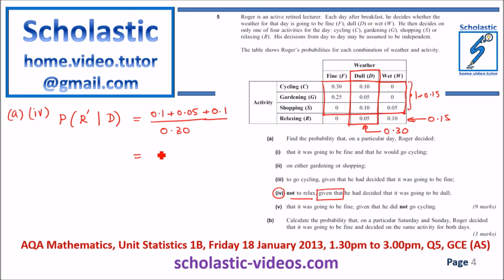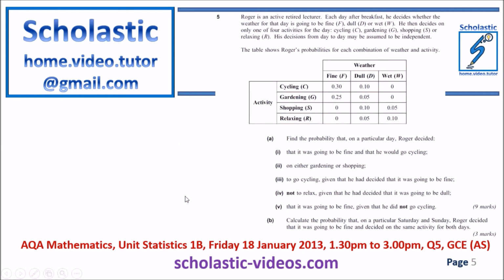So that is 0.25 divided by 0.30, which is equal to 83.3%. That is the probability that he is not relaxing given that it's a dull day.